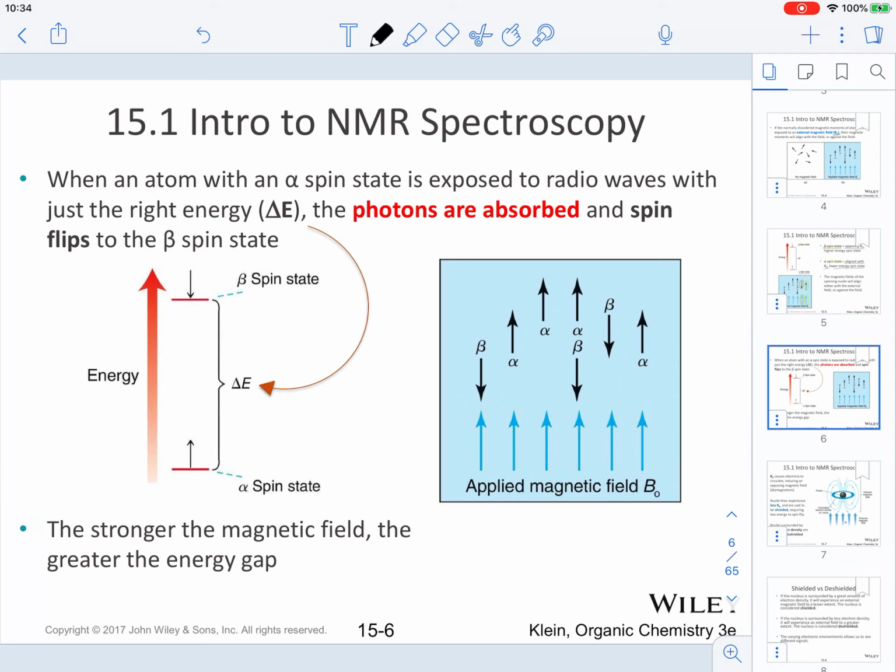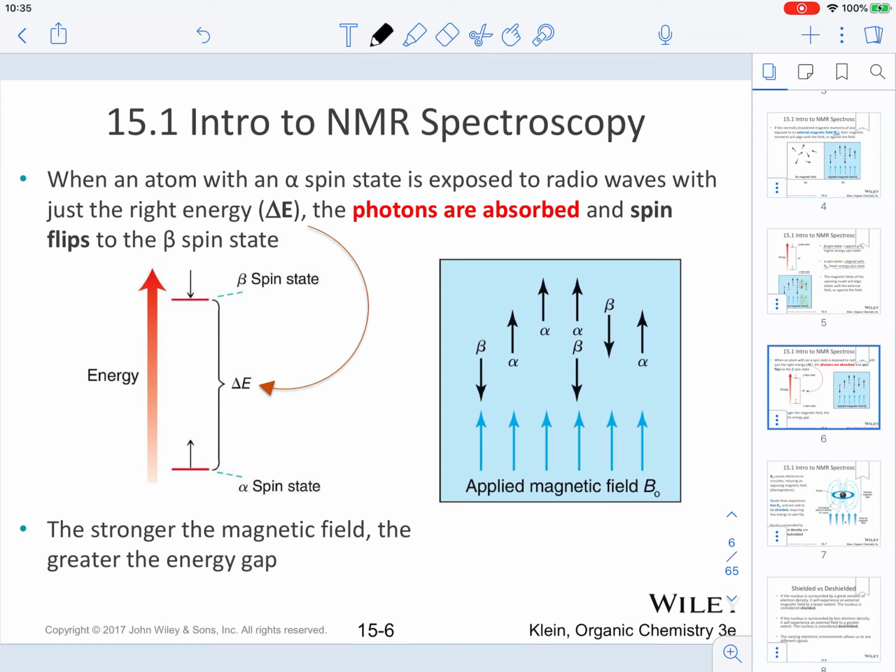Now, understand what happens when an atom that has an alpha spin state is exposed to radio waves, because I already established that electromagnetic radiation is necessary in the process of utilizing NMR spectroscopy. When radio waves are exposed to an atom, the alpha spin state is going to flip into the beta spin state. Once it is exposed to these radio frequencies, photons are going to be absorbed, and that creates the conversion of the alpha spin state into the beta spin state. So in this process, our alpha spin state is going to be converted into higher energy.